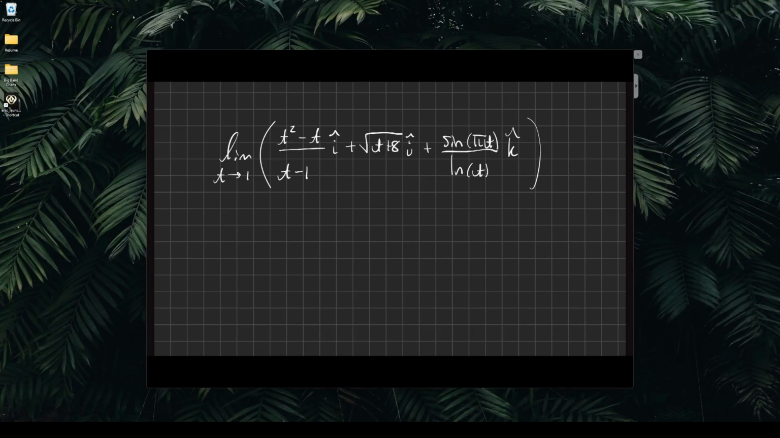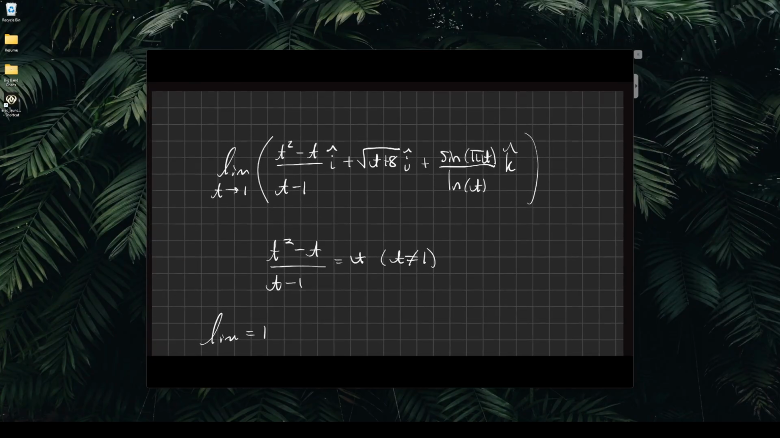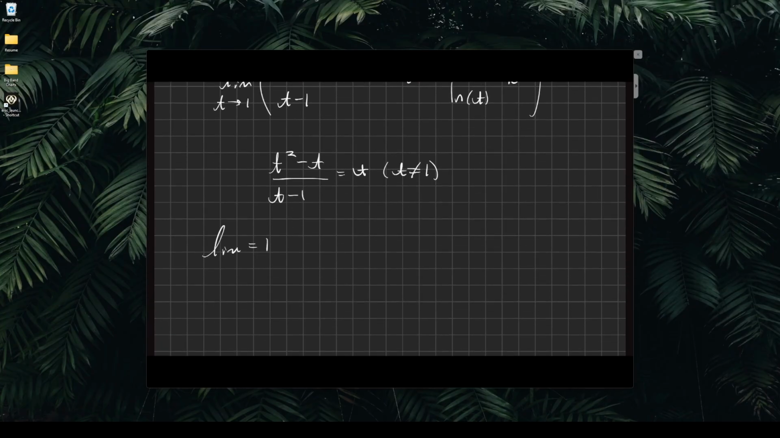So this first limit, we would have an indeterminate form. We could do some algebra on this, or you could use L'Hopital's if you'd like. But one thing that we can know is that t squared minus t over t minus 1 equals t, so long as t can't be 1. And we find that its limit does evaluate to 1. So use either some algebra on this or L'Hopital's if it's simpler.